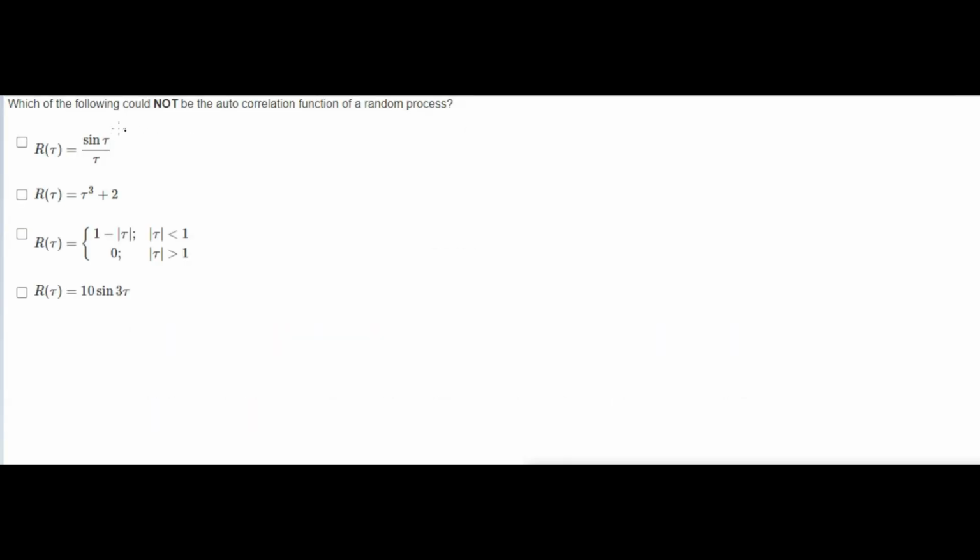This is a very simple question. What they have asked is: which of the following is not an autocorrelation? So out of A, B, C, D, which is not? So I have to tell you the autocorrelation meaning.